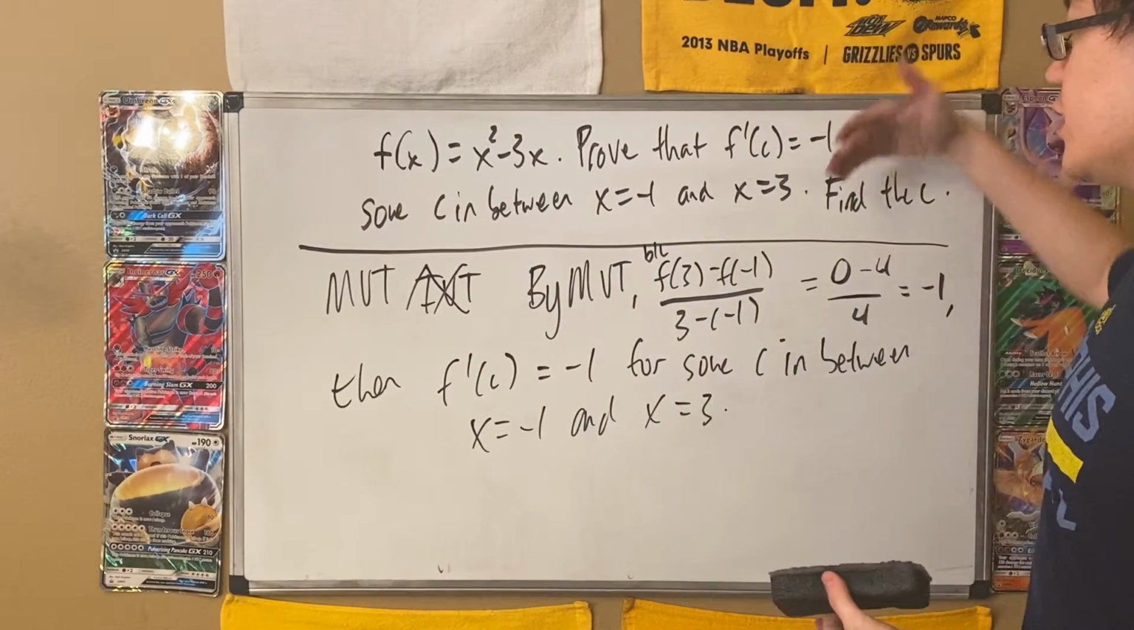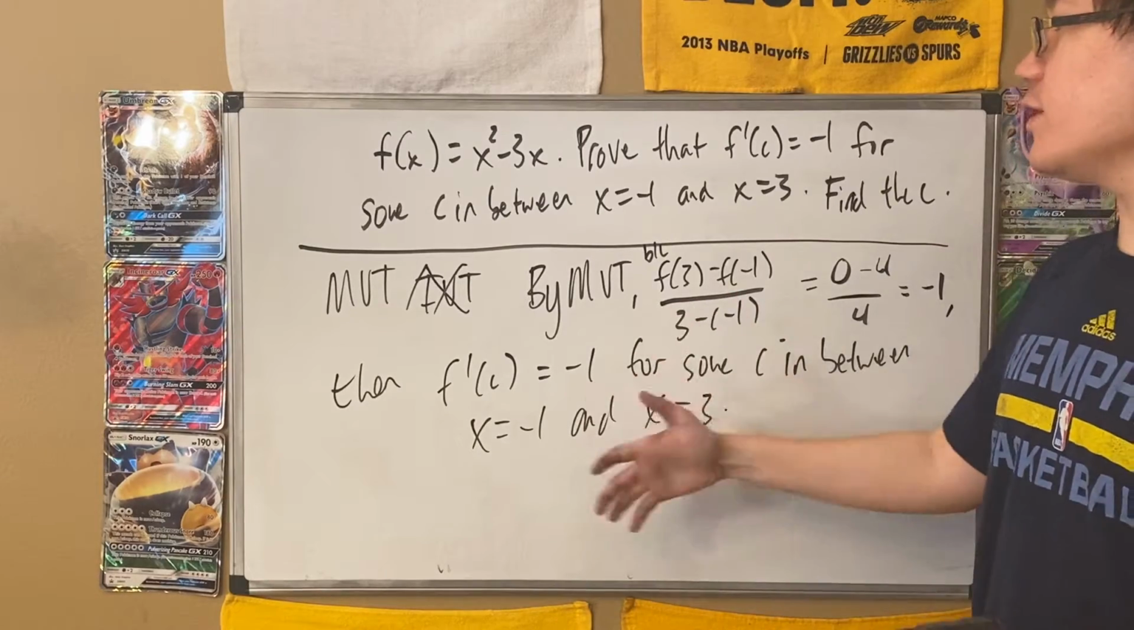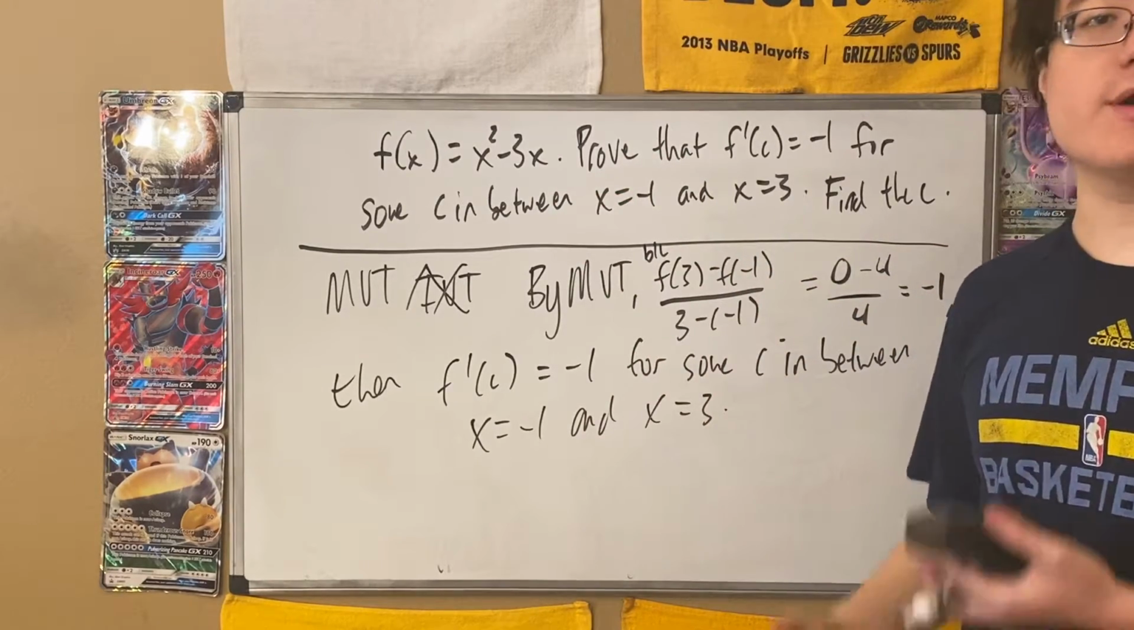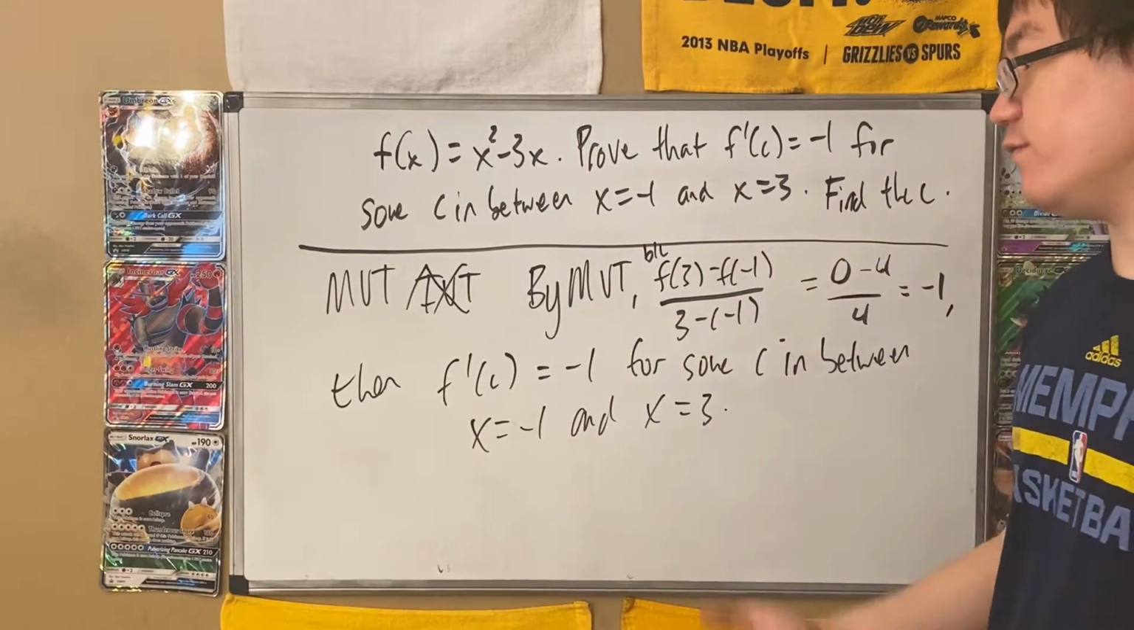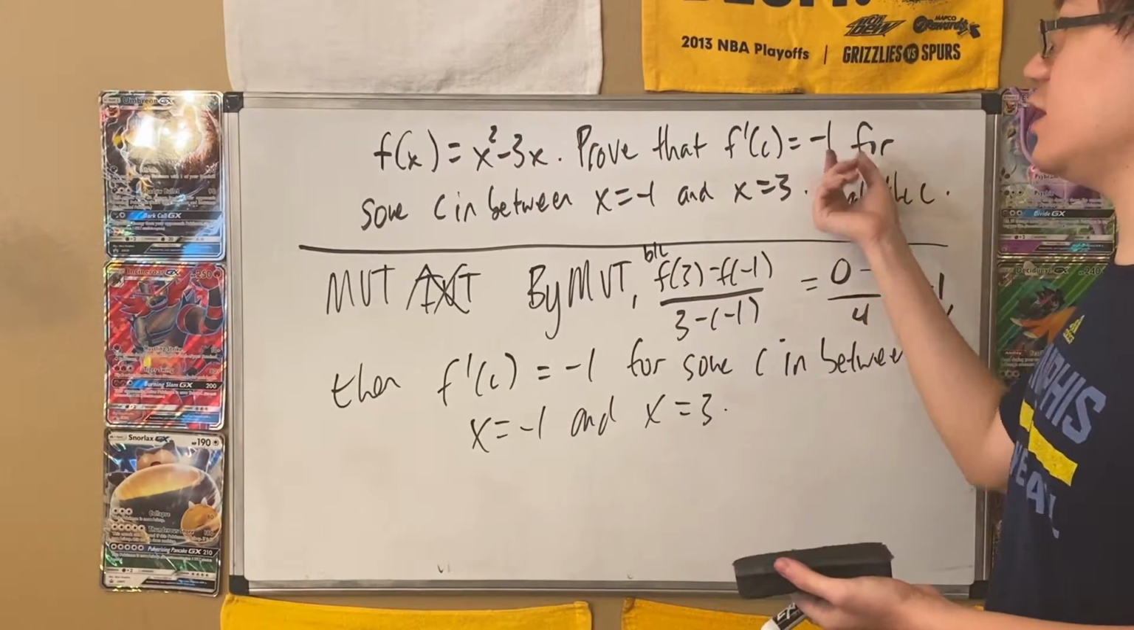Unfortunately though, again, there's an additional question, finding the c. When you have these algebra questions, you're going to be able to actually find a c. It's not going to be too bad. All we're going to do is take the derivative and set it equal to the number we want, which is -1.